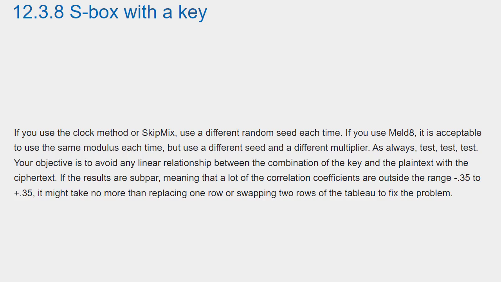Your objective is to avoid any linear relationship between the combination of the key and the plain text with the ciphertext. If the results are subpar, meaning that a lot of the correlation coefficients are outside the range minus 0.35 to plus 0.35, it might take no more than replacing one row or swapping two rows of the tableau to fix the problem.